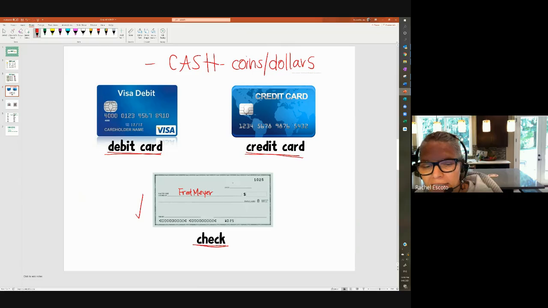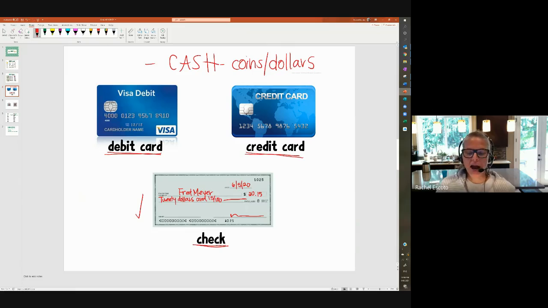I would write the date, which is 6/5/20. I would write the amount of my check, $20.15. And then I write like this, $20 and 15 over 100. And then I sign it right here, okay? So that's how you write a check.